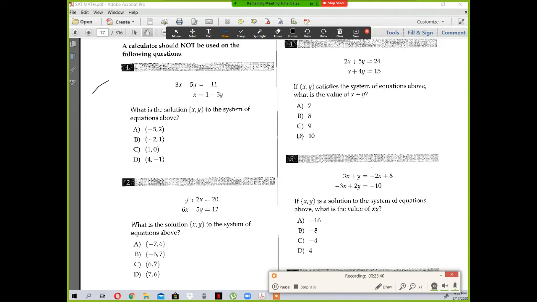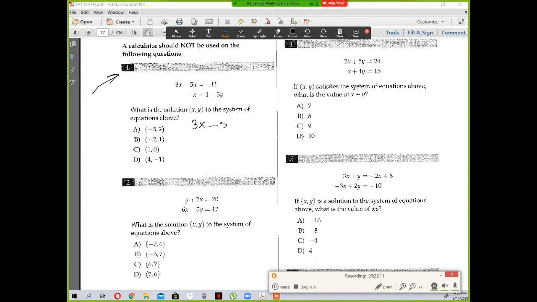Okay, this one, question number 1. What is the solution xy to this system of equations? In order to find the solution, we use the elimination method. In order to solve it faster, we transform this into our normal form, with x and y on one side of the equation, and the constants on the other side.